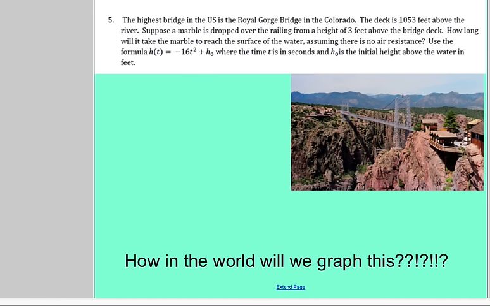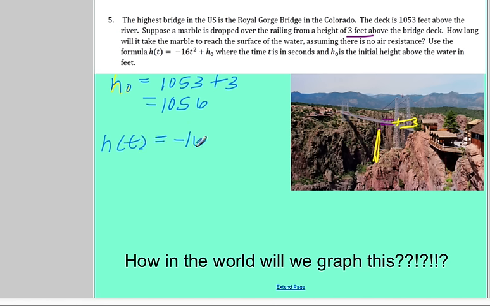Okay, so we have our deck, and what we need to remember is our deck is this piece right here. But the marble is 3 feet above that. So whatever this height is, we need to go ahead and add the 3 to it. So our initial height, our h sub o, will actually be our 1,053 feet plus 3. So our initial height is really 1,056. Okay, so h of t is equal to negative 16 t squared plus 1,056.